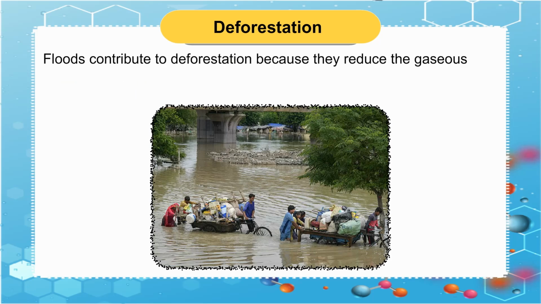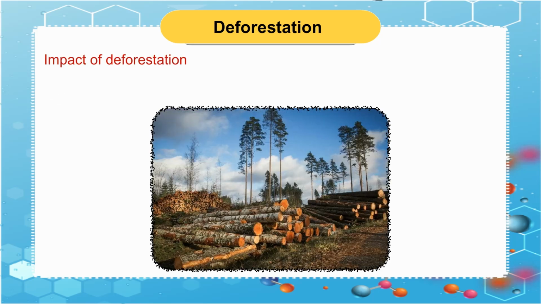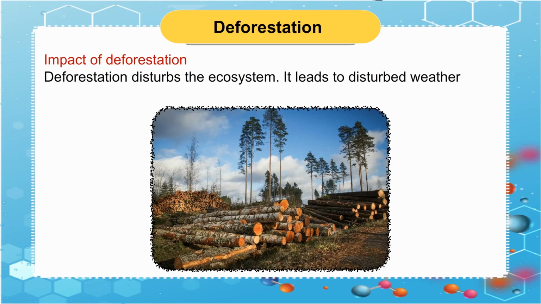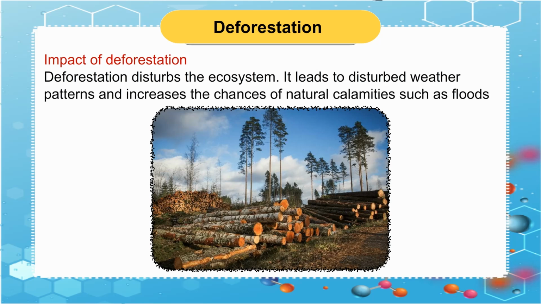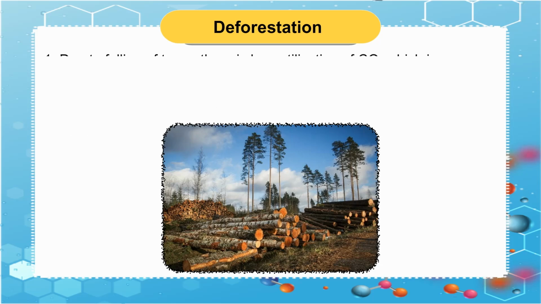Floods contribute to deforestation because they reduce the gaseous exchange that kills plants by collecting water for extended periods of time. Impact of deforestation. Deforestation disturbs the ecosystem. It leads to disturbed weather patterns and increases the chances of natural calamities such as floods and droughts. Few important consequences of deforestation are as follows.